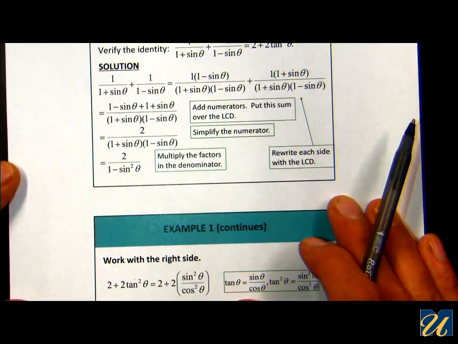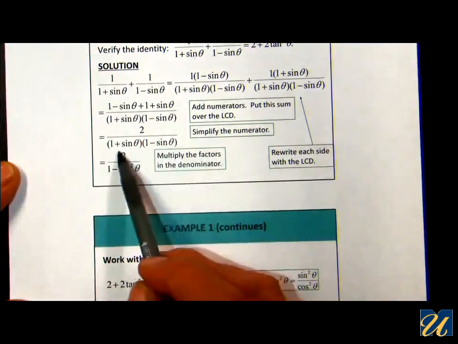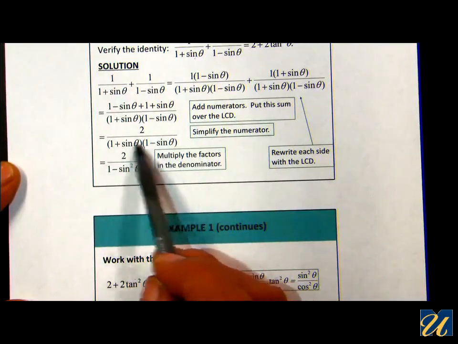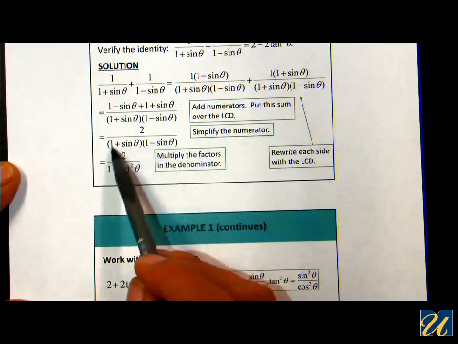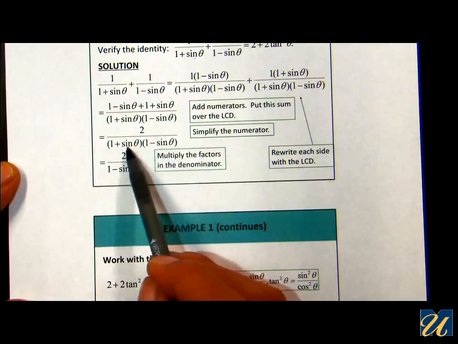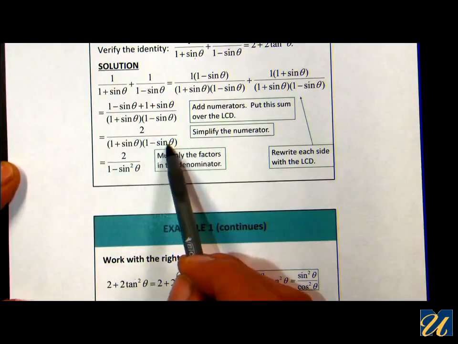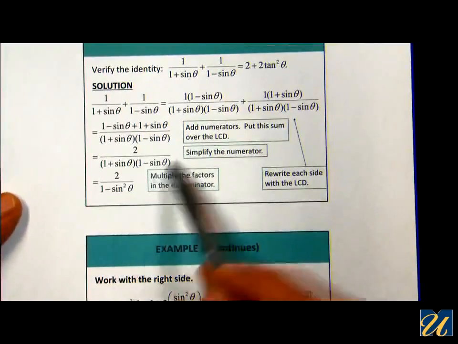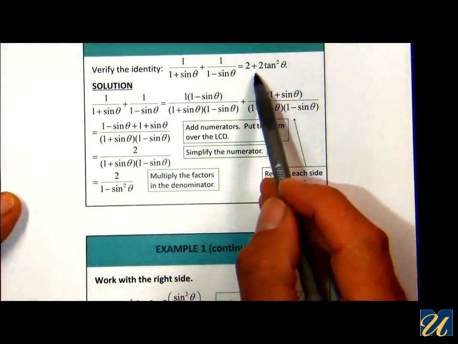Now what? Looking here, well, we could multiply this out. 1 times 1, 1 times negative sine, sine times 1, and sine times negative sine, which is negative sine square. And when we do that, this is now the result. Well, how are we going to make that into this?